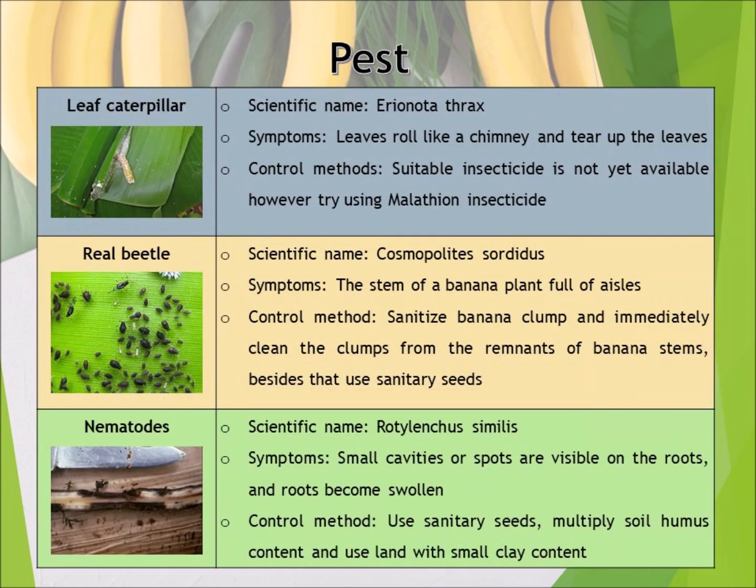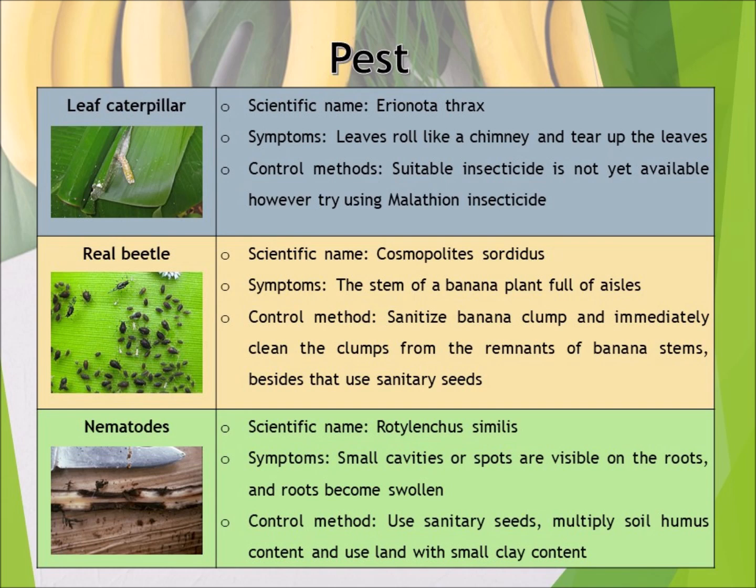The last slide for farm management is about pests that attack banana plants, scientifically known as Erionota thrax. A common name for this pest is leaf caterpillar or banana skipper, which is a type of butterfly belonging to the order Lepidoptera. The banana leaves will roll like a chimney and tear up. To control this pest, an accurate insecticide is not yet available. However, malathion insecticide may help.